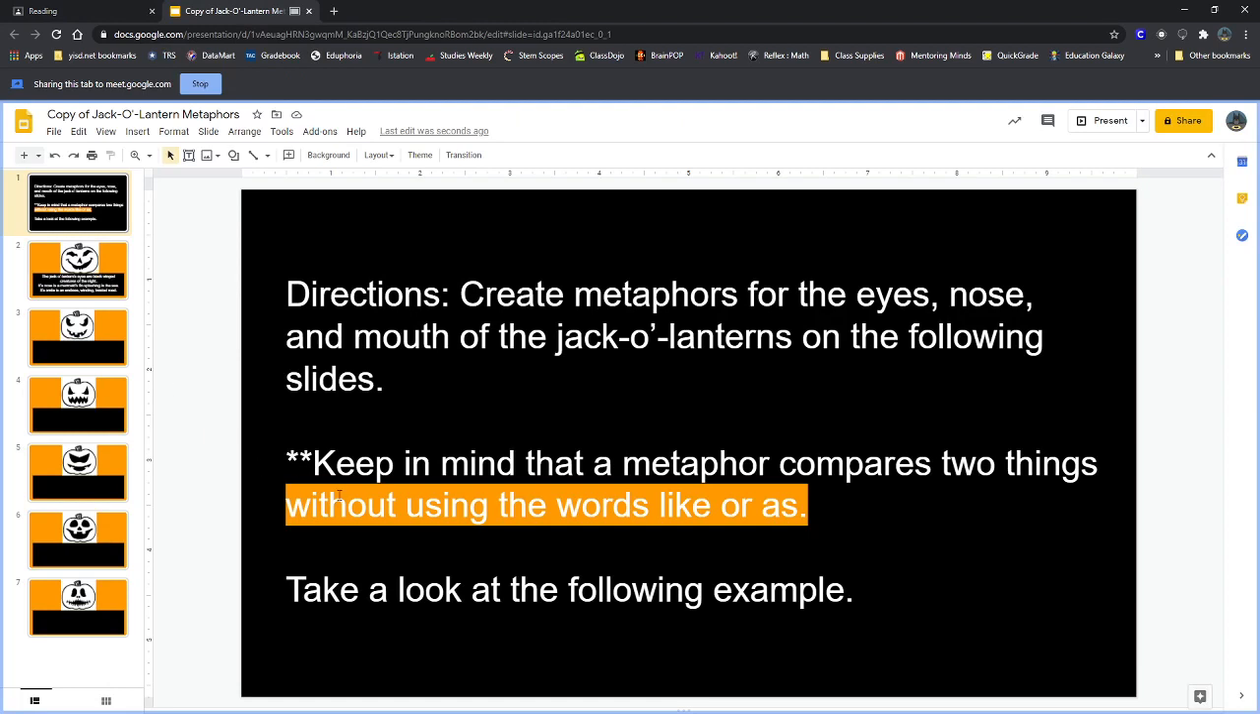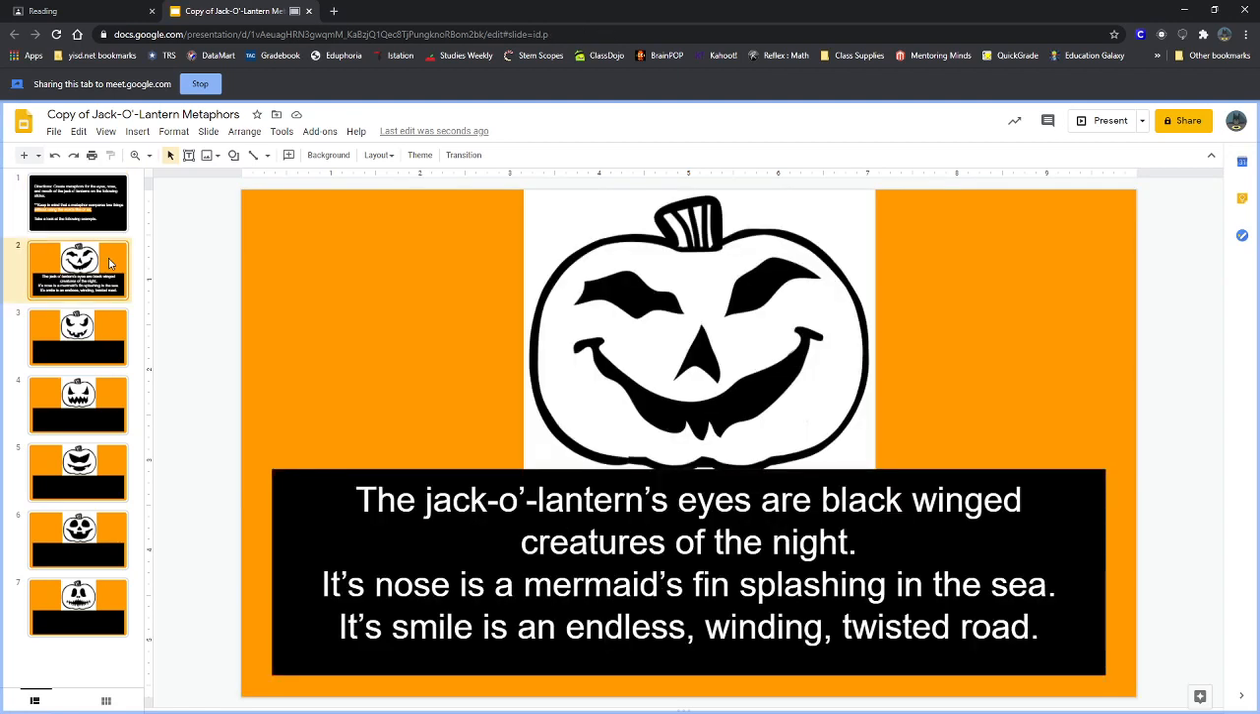So, jack-o'-lantern metaphors. Remember, metaphors are when you call one thing something else. So you're trying to describe it, but the best way to describe it is by calling it something else. And to practice with, we're going to use some jack-o'-lantern faces. So this first one is done for us. Here's a picture of the jack-o'-lantern. And they want us to use a metaphor to describe the eyes, the nose, and the mouth of the jack-o'-lantern.